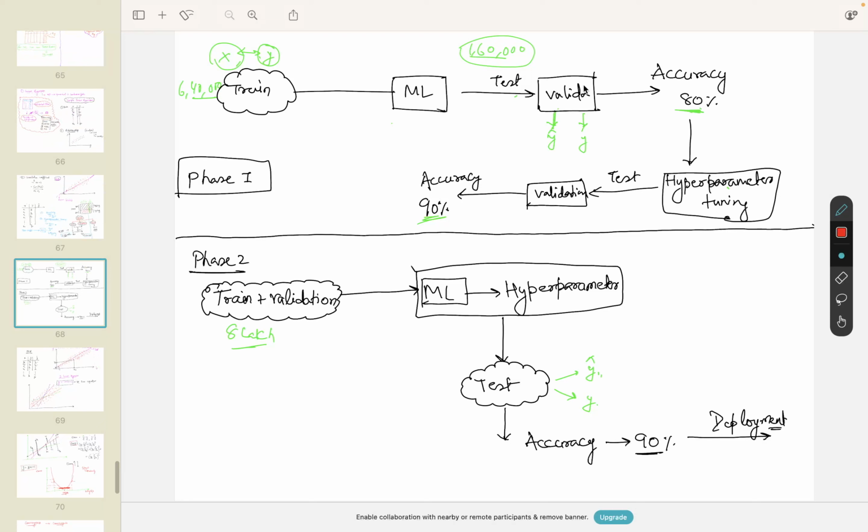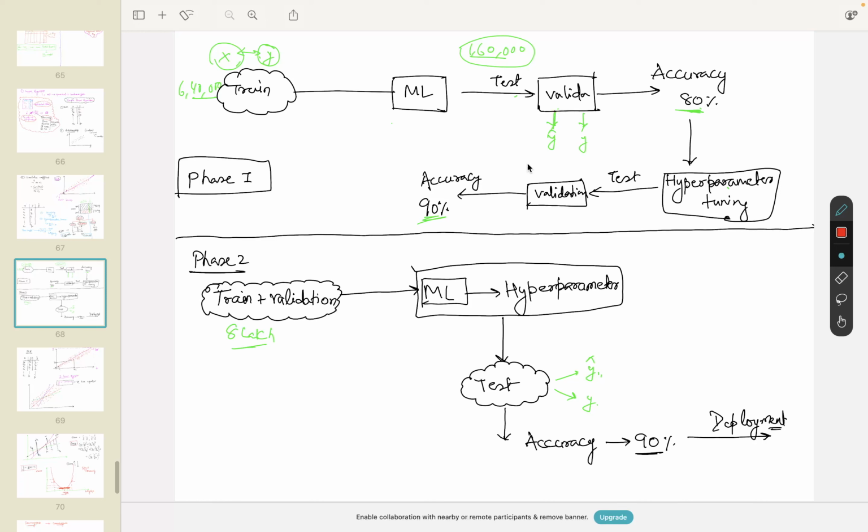On the validation data we test, then we find the accuracy, then we do some hyperparameter tuning if possible, then we again do the test and we'll find the increase in accuracy. We'll train the data with this hyperparameter tuning and then do the testing on the validation data set, and we'll find the accuracy. That is phase 1.